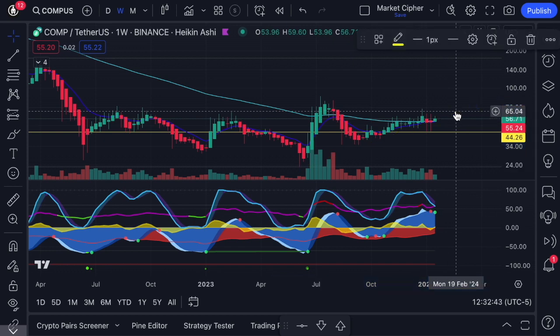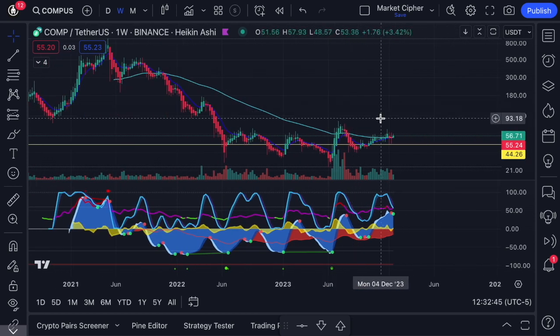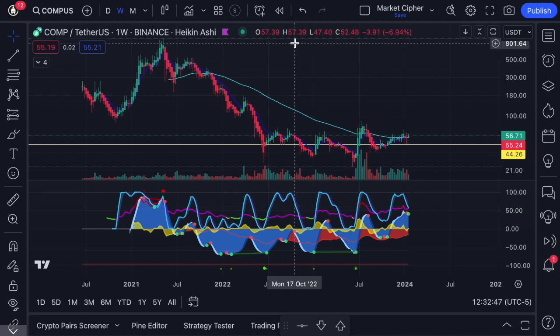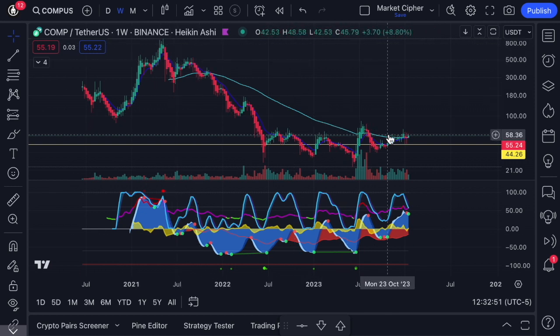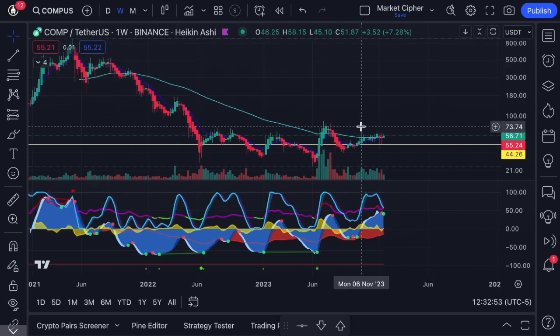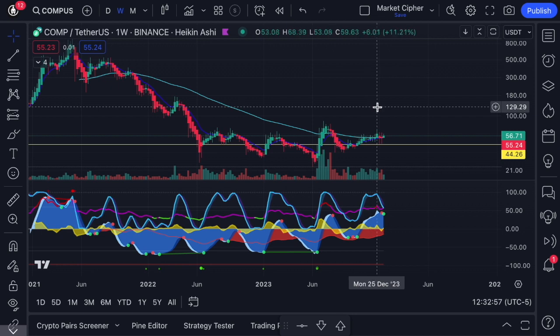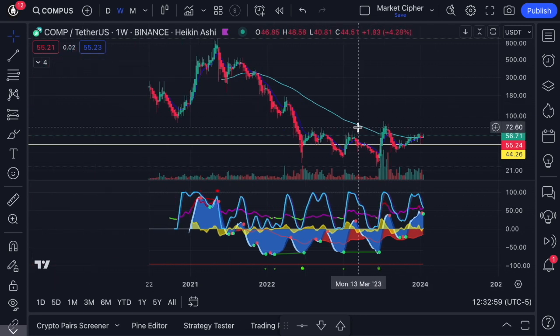So Comp is one of those names that's more of a fundamental play for me. It is in my portfolio. I mean, this thing was back at $800 in the last bull run. It's sitting at 56. That's over 1,000% back to the top. And you can trade this thing on Robinhood. It's one of 17 names you can buy on Robinhood, one of the biggest exchanges in the world.